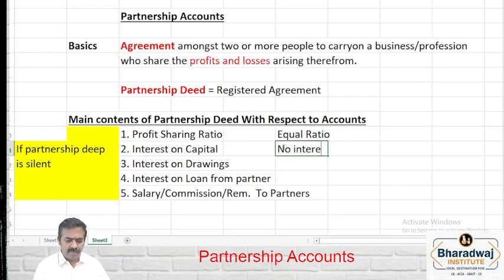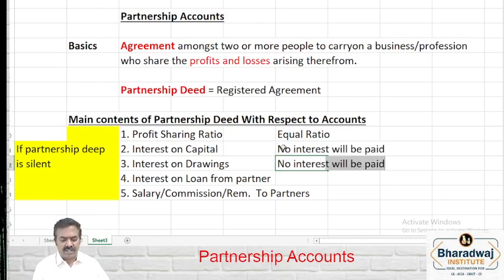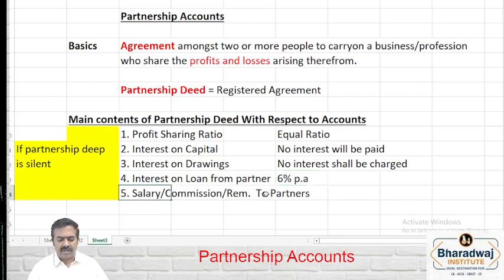Then, second, what about interest on capital? No interest on capital will be paid. No interest on drawings shall be charged. Interest on loan alone will be paid at the rate of 6% per annum. Salary or commission or remuneration to partners is not payable.